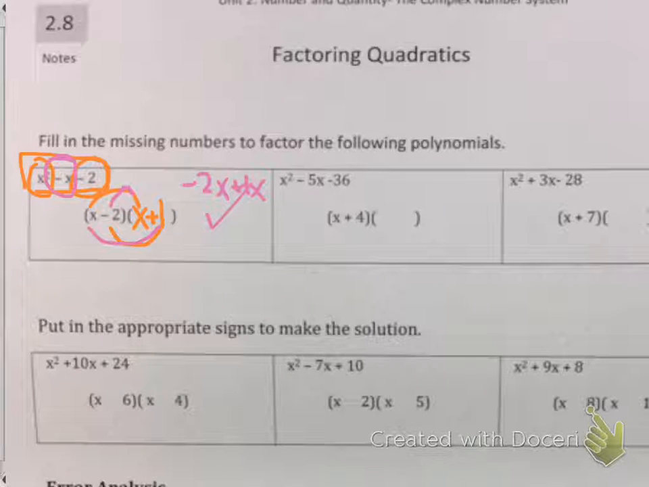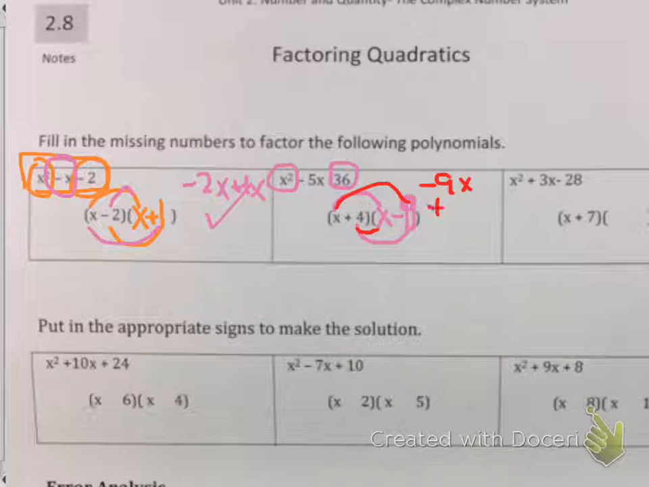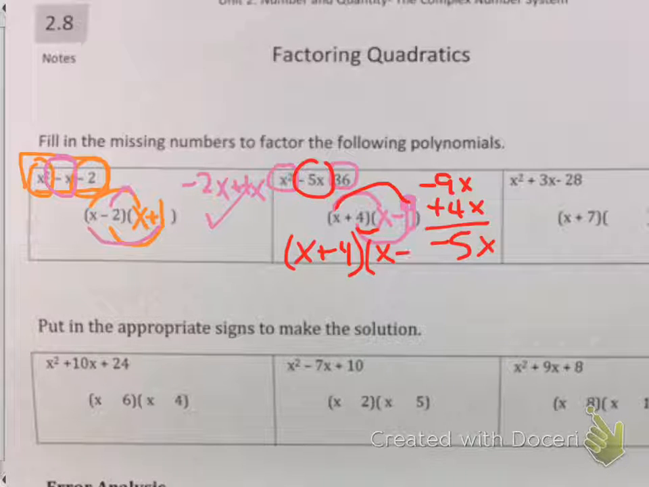Okay, same thing here. What did I multiply x by to get to x squared? I multiplied it by x. And what did I multiply 4 by to get to a negative 36? I multiplied it by a negative 9. So then I'm going to just check to make sure that those middle terms worked out the way I thought they would. So that would be a minus 9x. And this would be a plus 4x. And those add together to be a negative 5x, which is exactly what I needed in the middle. So on this one, my factors would be x plus 4 and x minus 9.